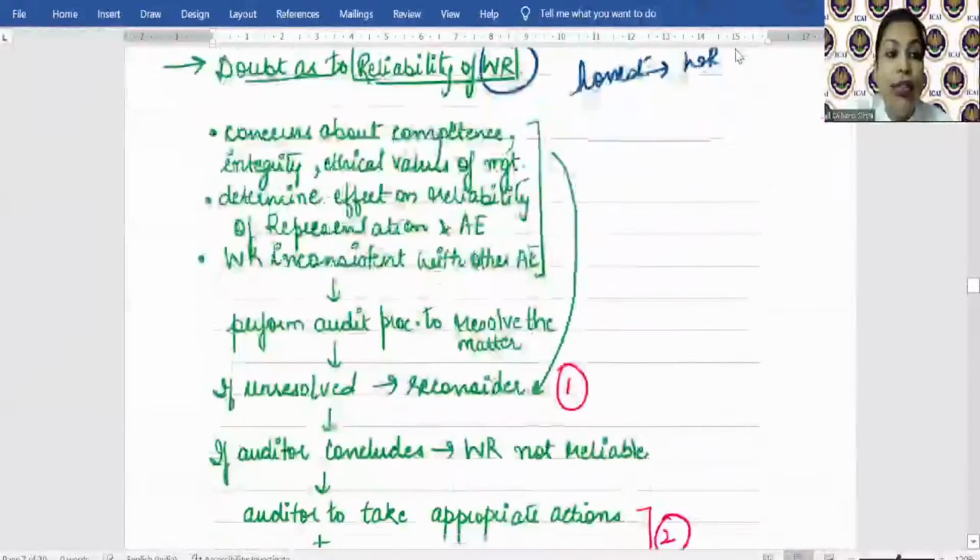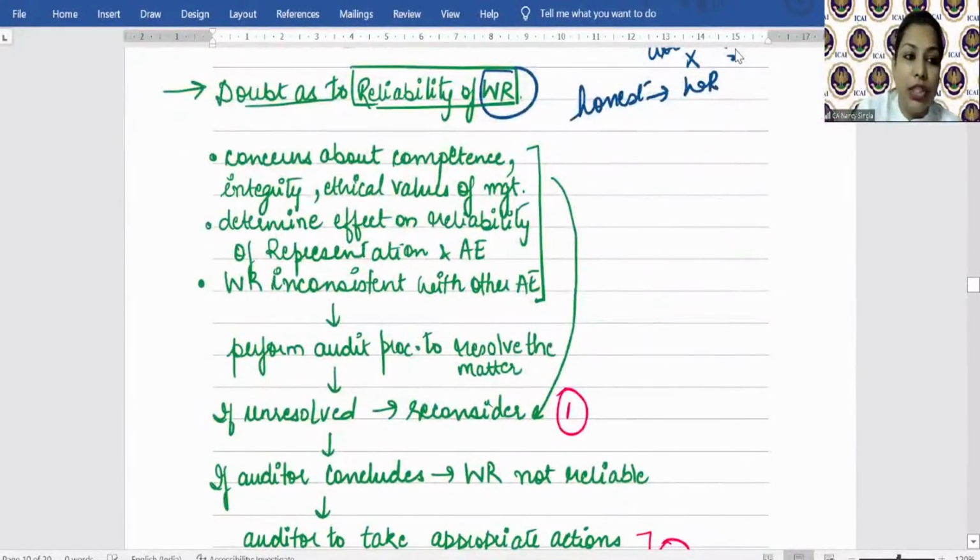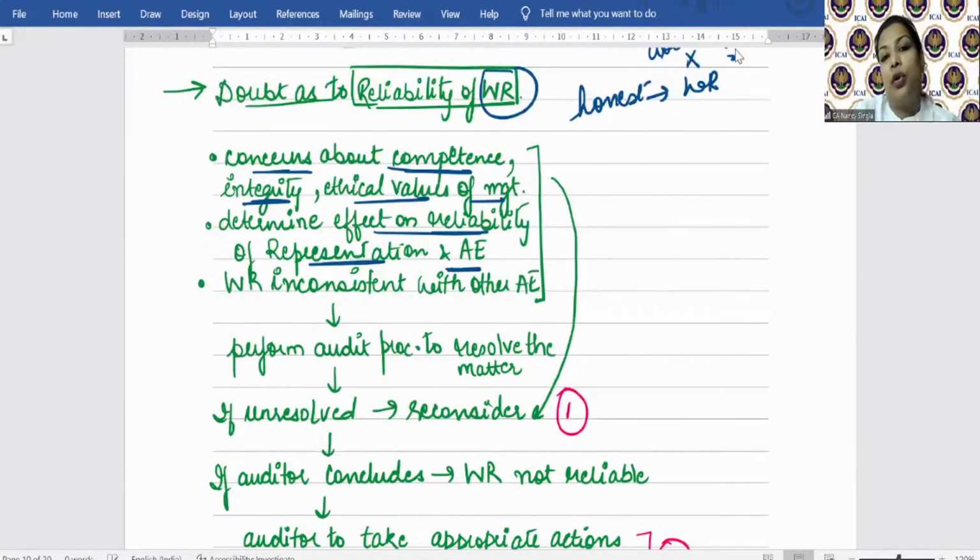So, doubt as to reliability of written representation. So if the auditor has a concern about the competence, integrity, ethical value of management, कि management is not honest, है ना, consider its effect on the reliability of representation and audit evidence, consider the impact on the reliability of the written representation and other audit evidence. देखो, you must have obtained various audit evidence which were internal documents of the organization, तो अब उसकी reliability में तो doubt आ गया ना.